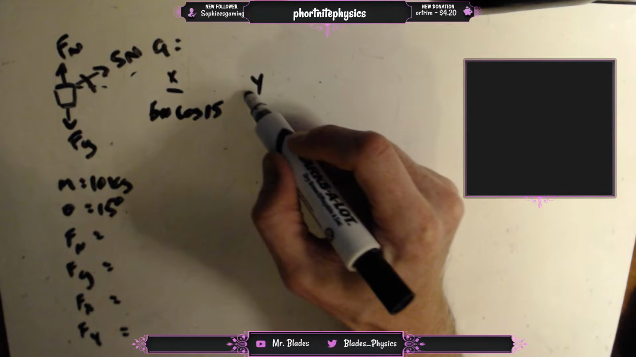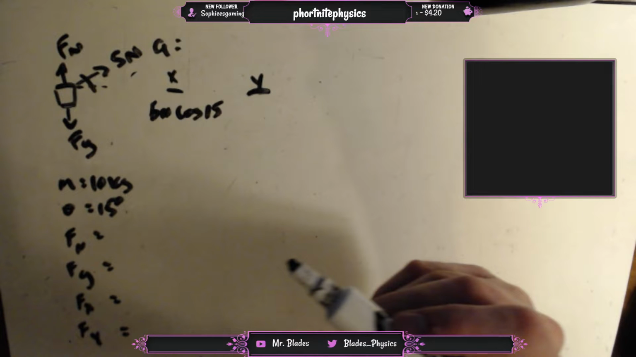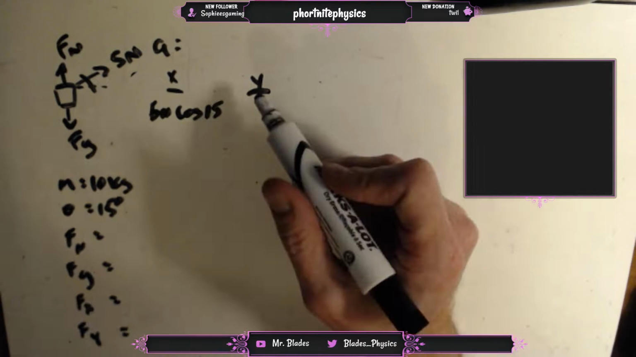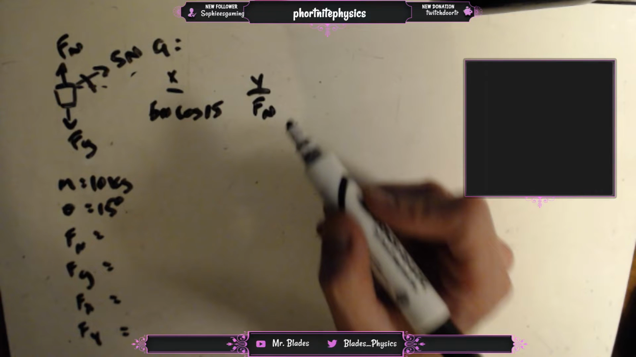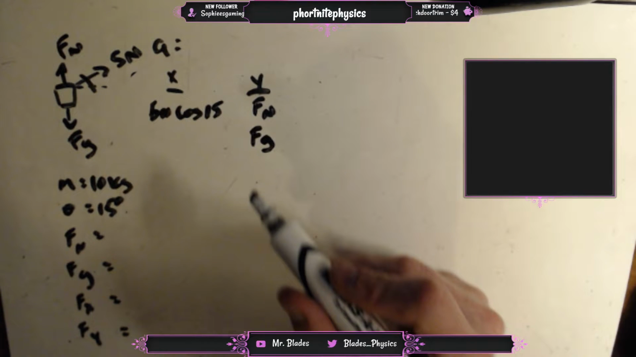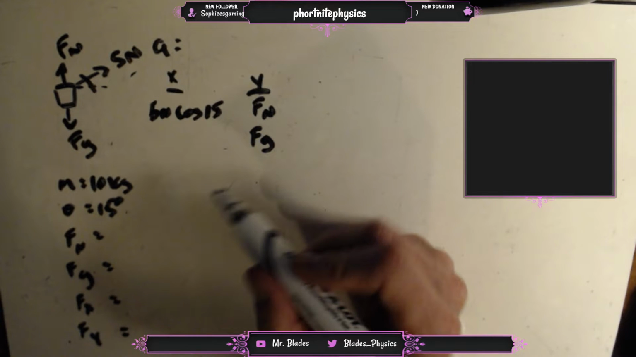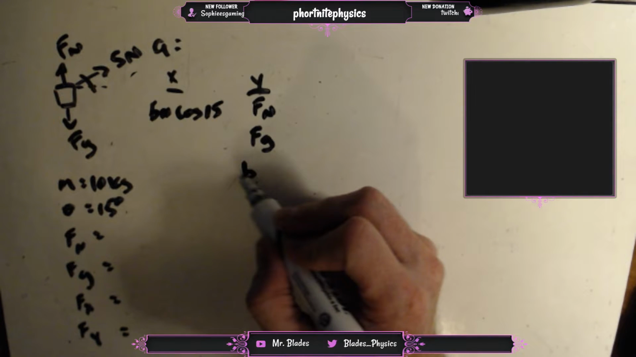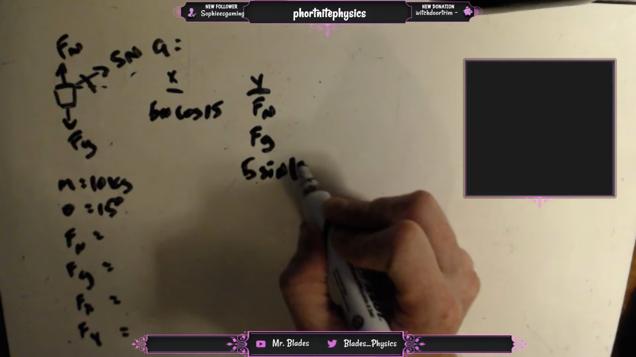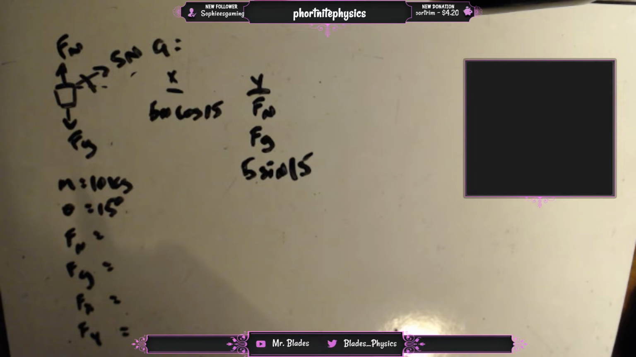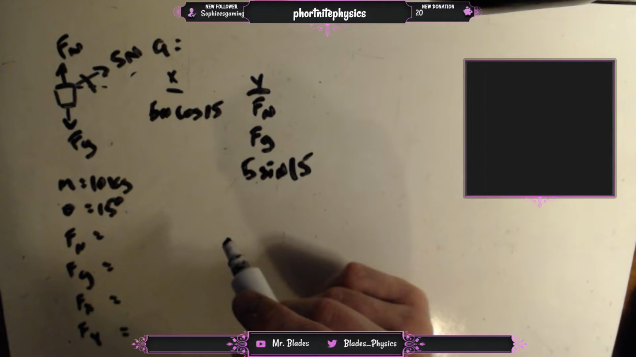But our y is equal to, we have the Fn, we have Fg, and we have the y component of this force, which again would be 5 sine of 15. Okay, so we have more stuff going on in the y than we do in the x.